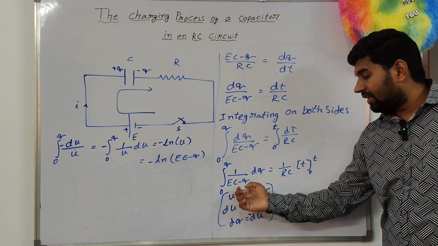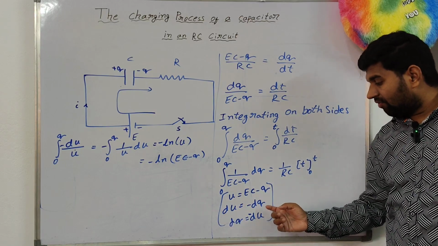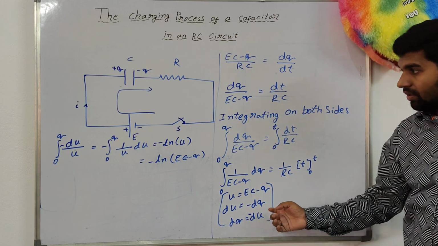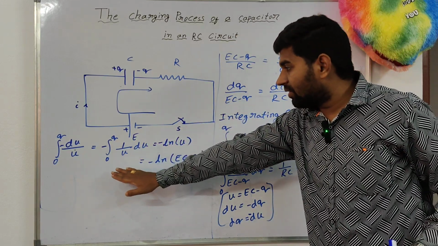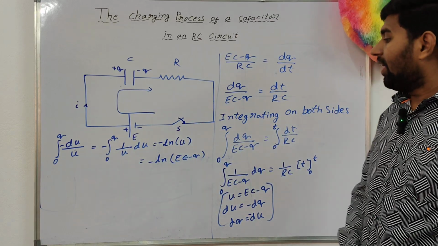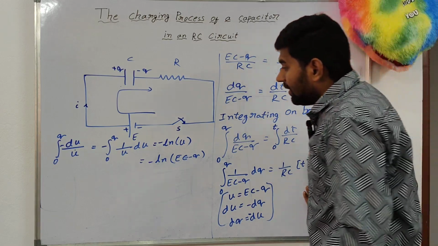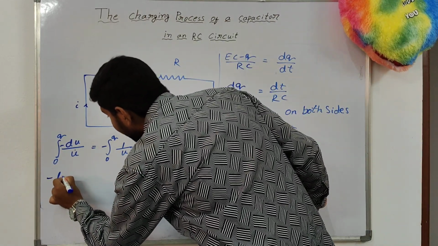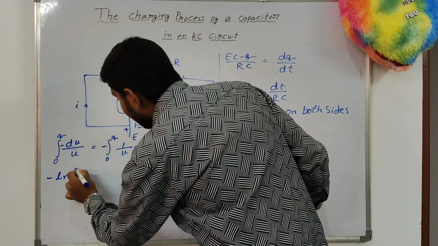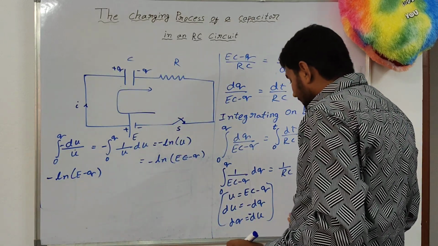I can consider u is equal to EC minus q here. du is equal to minus dq. From this, dq is equal to minus du. Just by substituting the values, it is in the form of 1 by x dx. Here x is equal to u. From that I got minus log of EC minus q. Finally, I can write minus log of EC minus q. What are the limits here?